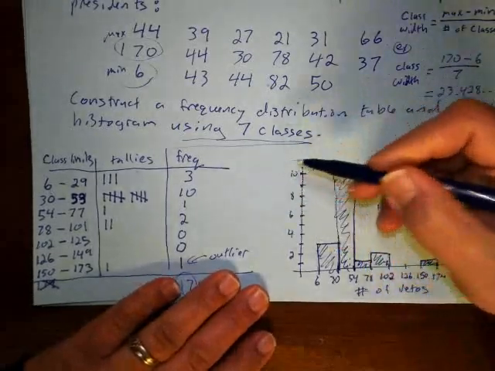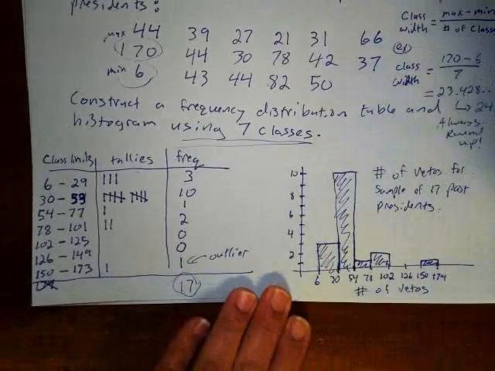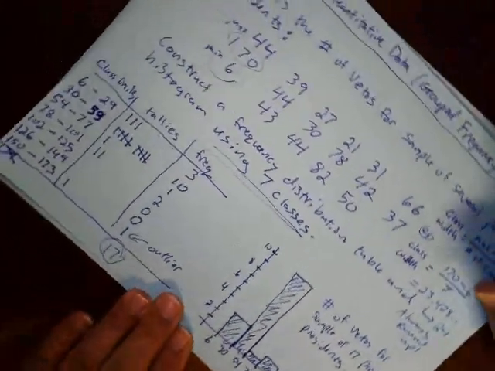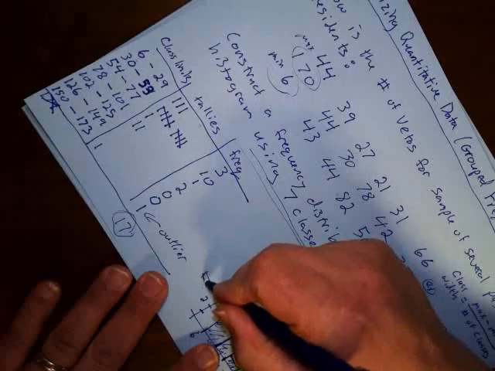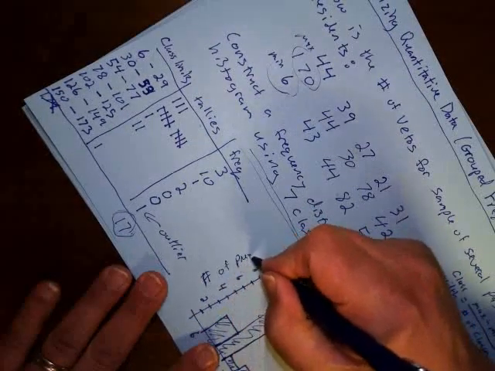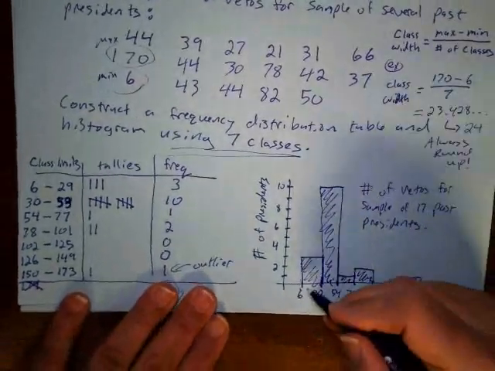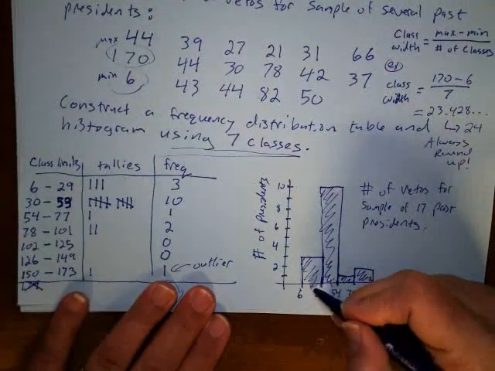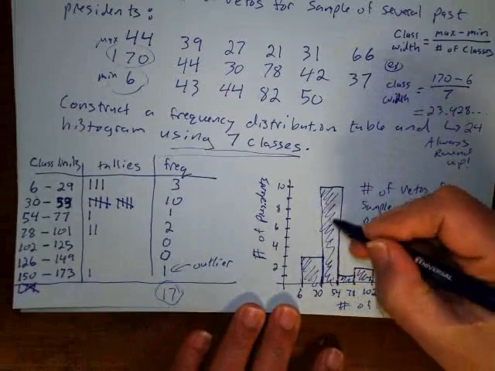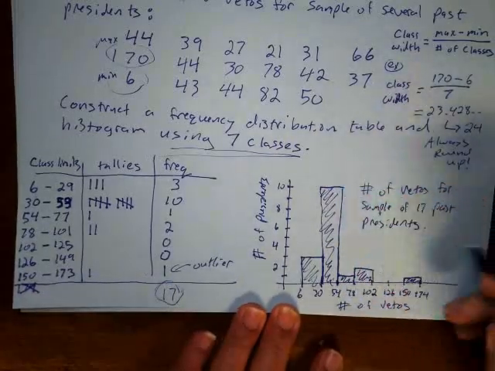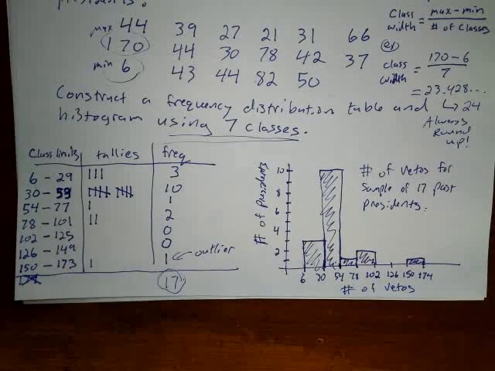Okay, and this is the frequency, but what does the frequency represent? Each one of these numbers represents the number of presidents that lie in each of those categories. So I would label this number of presidents. And so then things are very clear here. For example, between 6 and 30 vetoes, you had 3 past presidents. Between 30 and 54, you had 10 past presidents. And so on. Okay? So that would be the histogram.